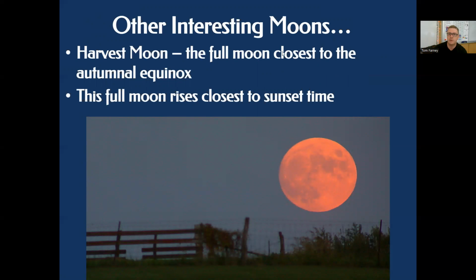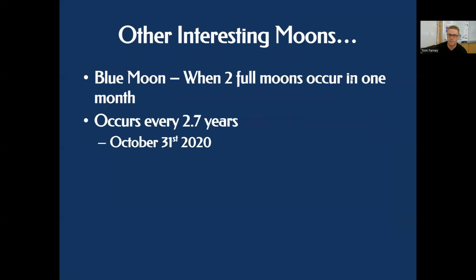There are other interesting types of moons that can happen. We will get the harvest moon in the fall in our autumnal season. This is the full moon closest to the autumnal equinox. It rises closest to sunset time, and we get that really pretty orange color from the moon. So we get harvest moons.